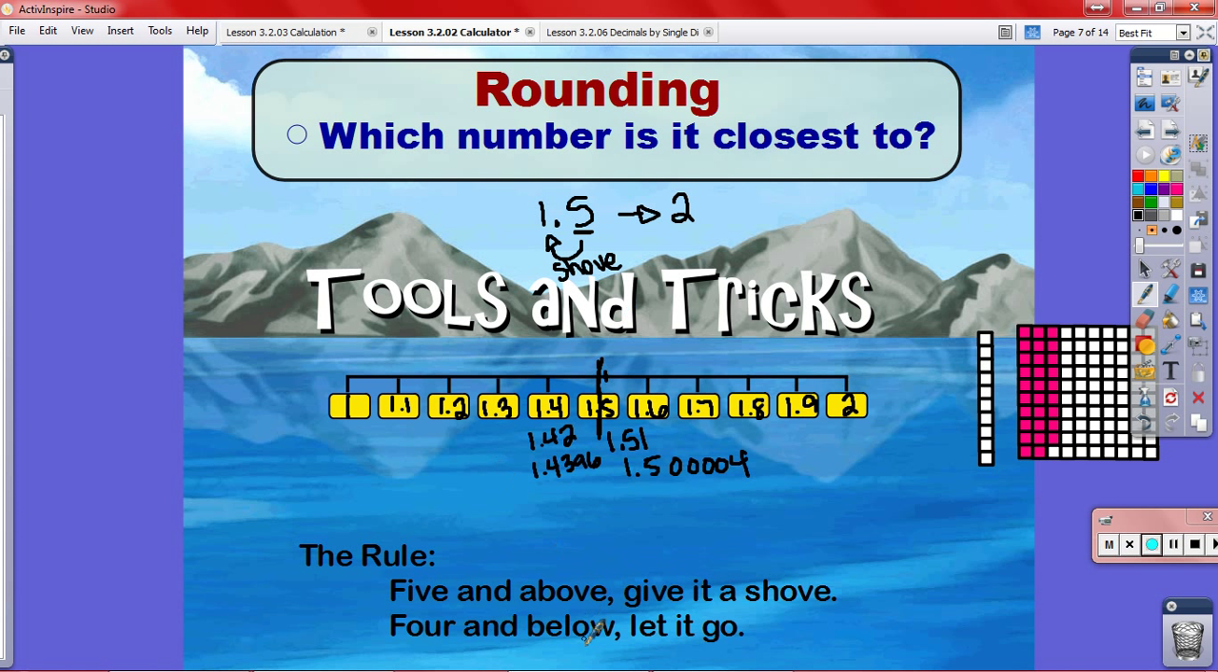If it's 4 and below, you let it go. So if it was 1.4, this would say let it go. So you just drop off the 4 and it becomes 1 because you let the 4 go. Okay?